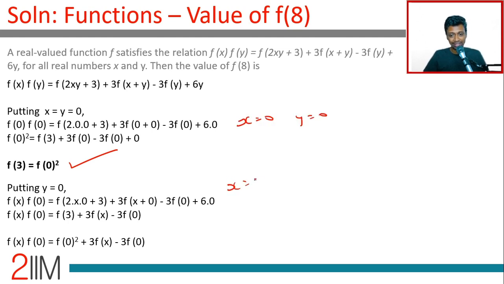Then we kept x as x and we put y as 0. We get the expression that either f of 0 is equal to 3 or f of x is equal to f of 0, meaning this is a constant function. That doesn't look like it will fit.